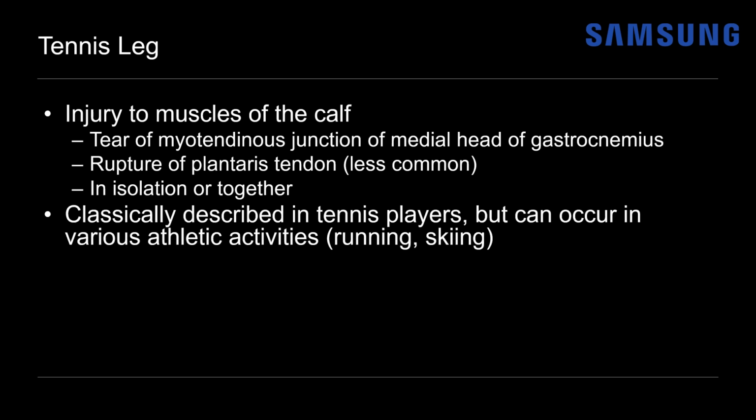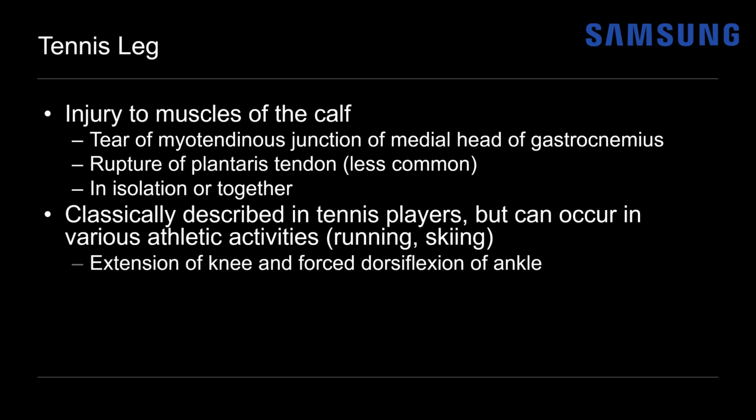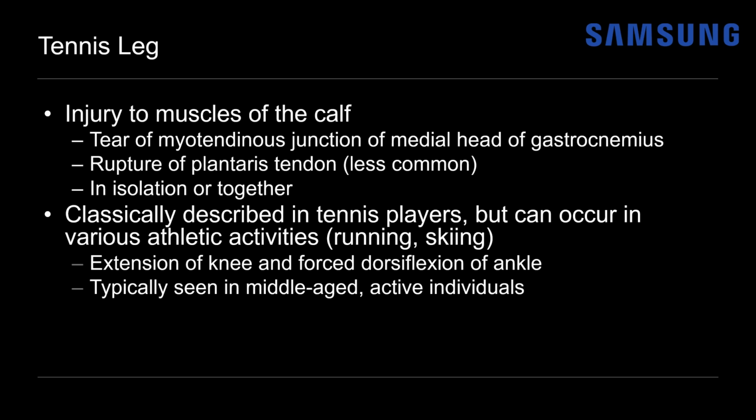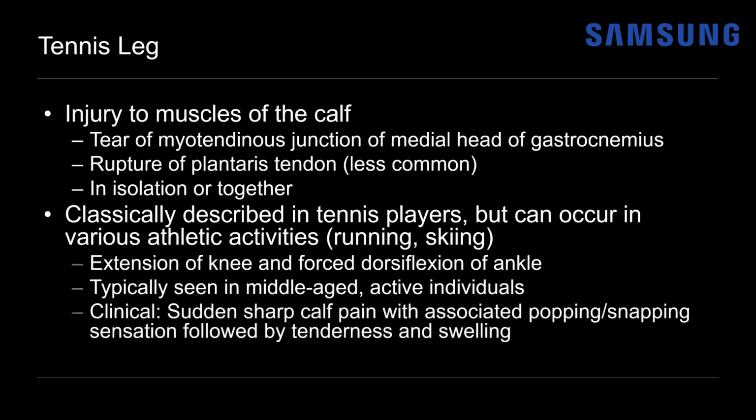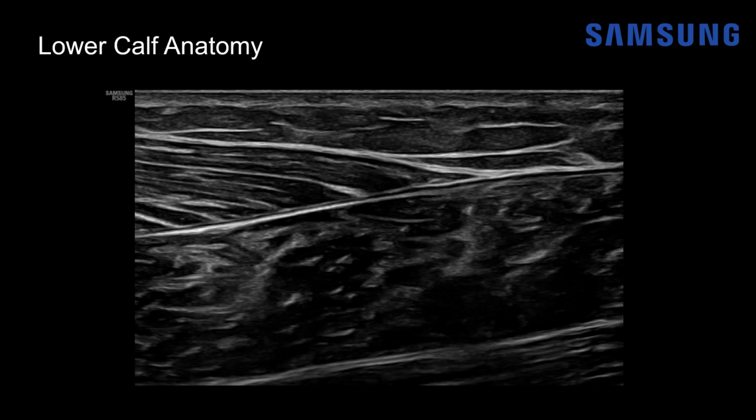Classically, it's described in tennis players, hence the name tennis leg, but it can occur in various athletic activities, including running and skiing. It's thought to occur with extension of the knee and forced dorsiflexion of the ankle. And it's typically seen in middle-aged active individuals. Clinically, these patients will present with a sudden sharp calf pain with associated popping or snapping sensation, followed by tenderness and swelling. So let's look at that anatomy on ultrasound.